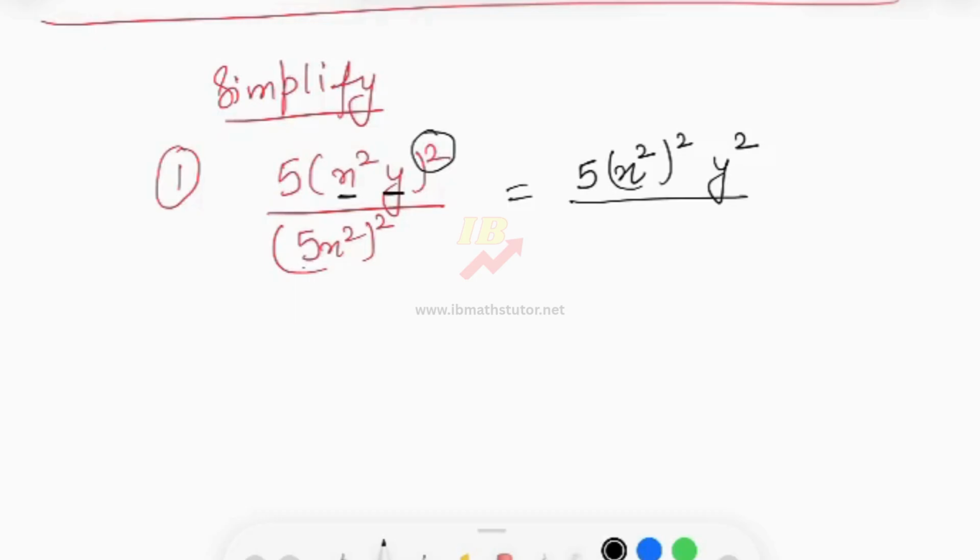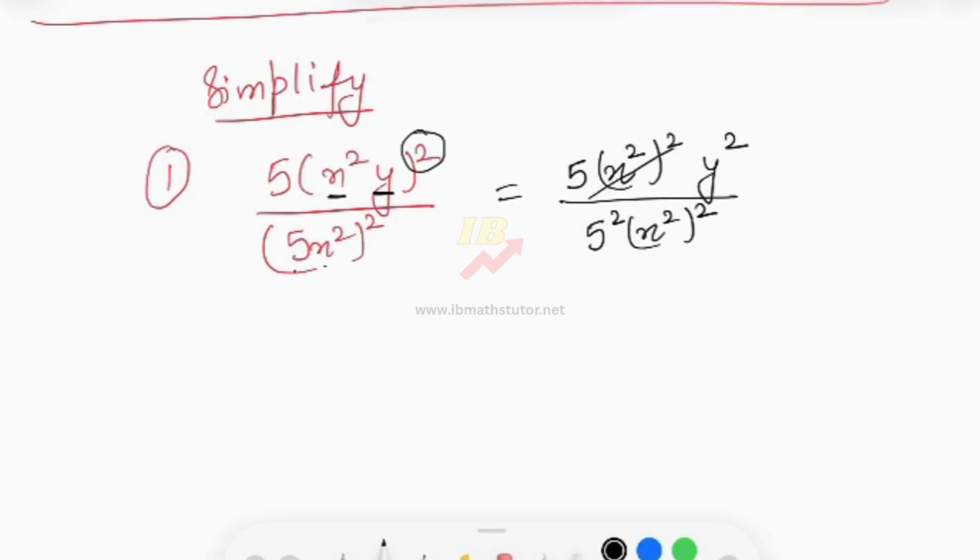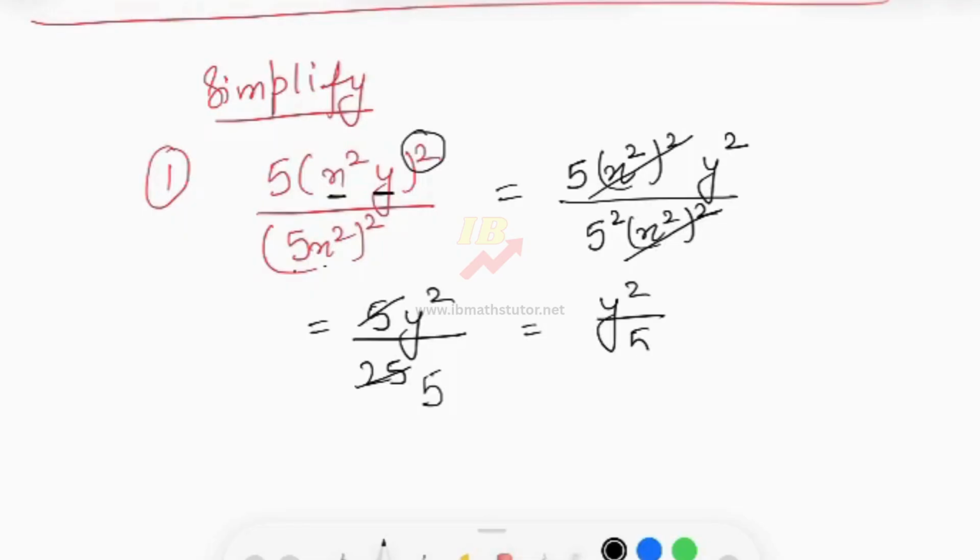And now here I can see 5x square is having a whole square here. That means I'm going to write it as 5 square and x square's square. Now I can simply see that without simplifying it, I can easily cancel this one and this one. And 5 y square over 25 is left in the denominator. Now you can cancel this one as well, so it is giving you 5. So the answer is y square over 5. That's your solution for this.